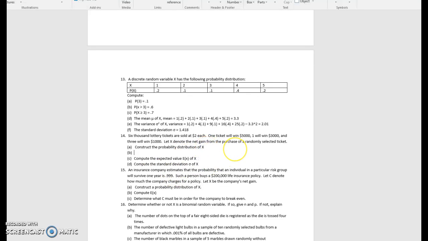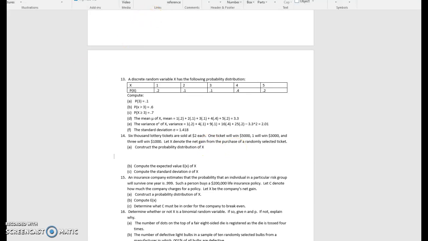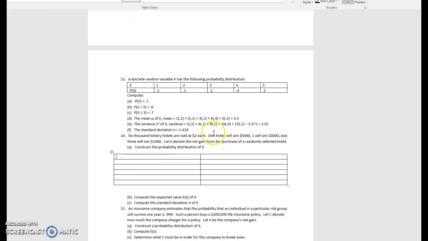All right, so let's start with part A, our probability distribution. Okay, so I made a table in here for us, and I'm going to call the first column X and the second column its probability. And we're going to list all the possibilities.